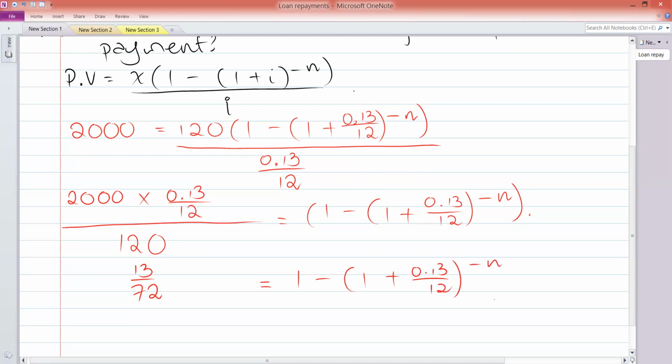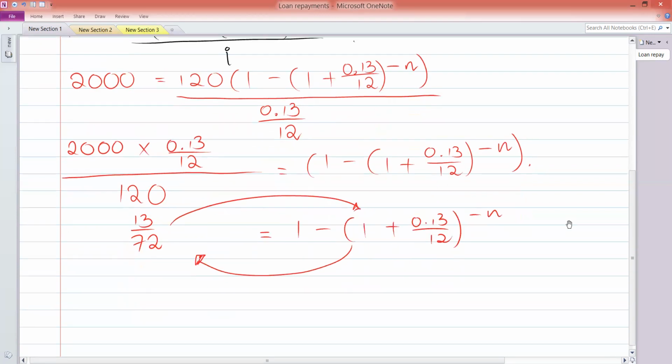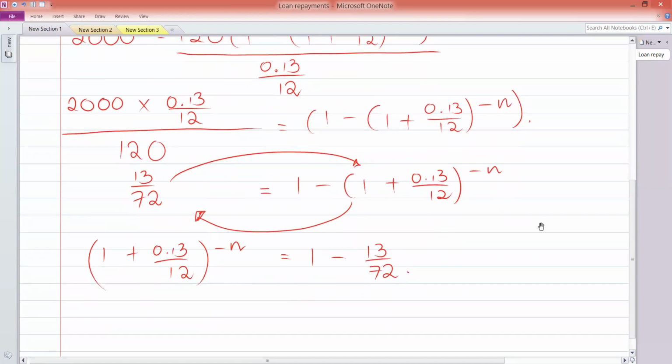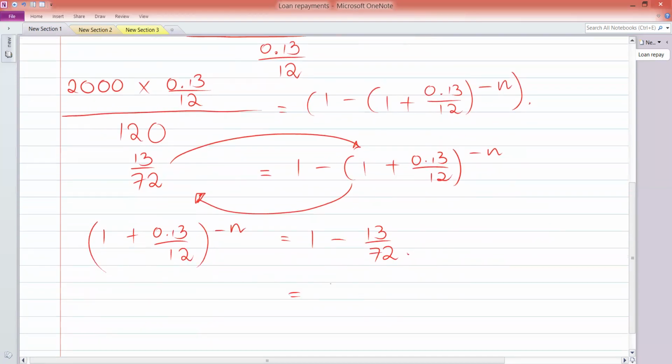Okay, so what can I do at this point? I can bring this over to the other side and then that over to this side. Okay, so 1 plus 0.13 divided by 12 raised to the power of negative N. 1 minus your 13 over 72. Okay, so I'm at the point where I now have the 59 over 72 this side, okay? And I'm left with this on this side.